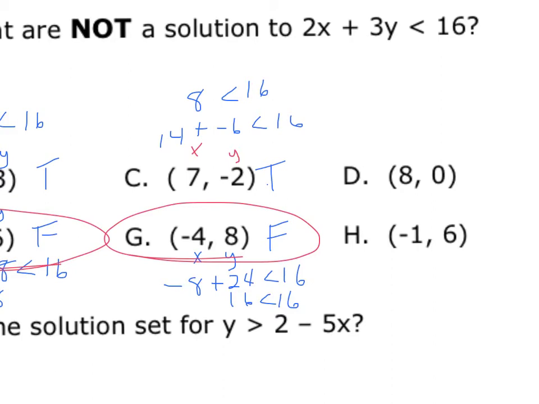And for D, substitute in again for x and y. So 2 times 8 is 16, plus 3 times 0 is 0. That's less than 16. Well, we get 16 is less than 16 again, which is a false statement.